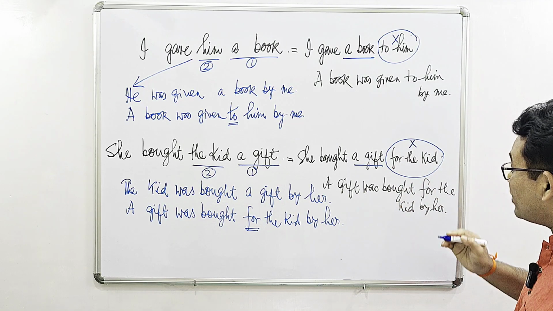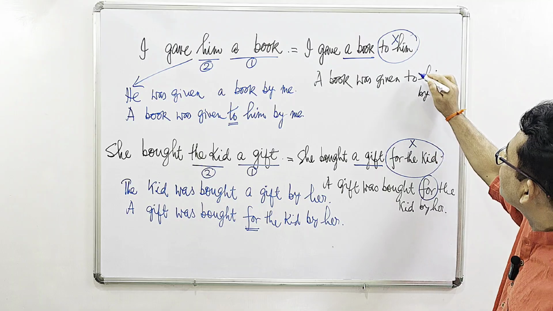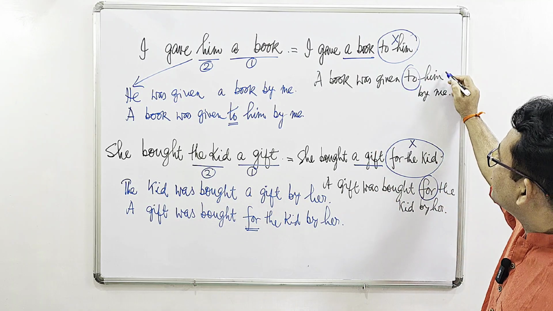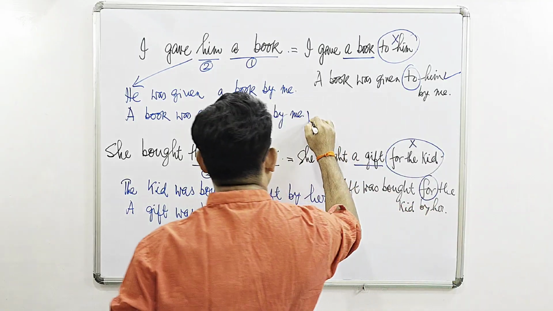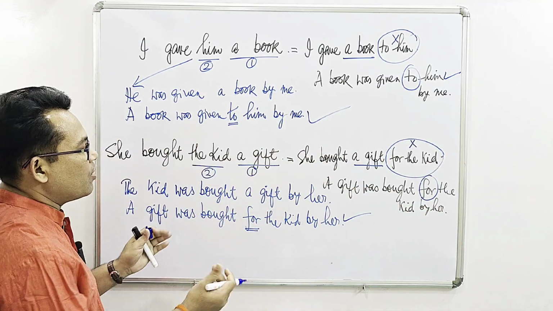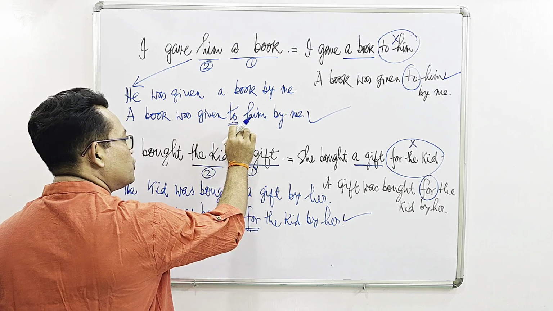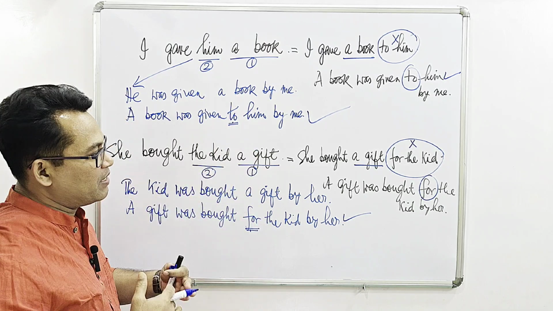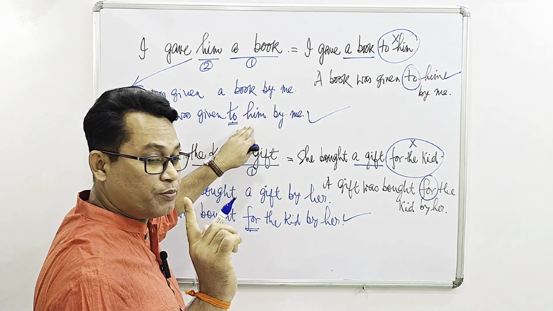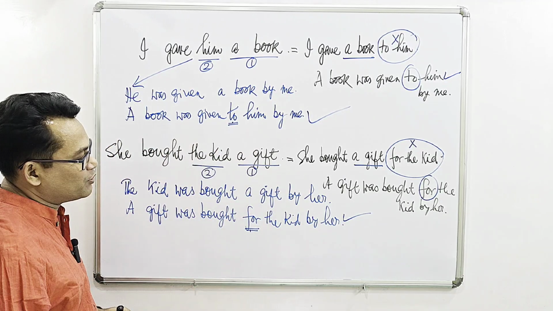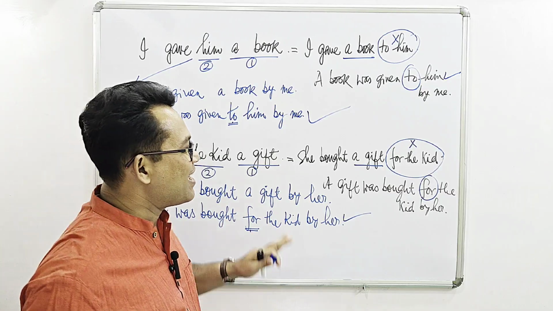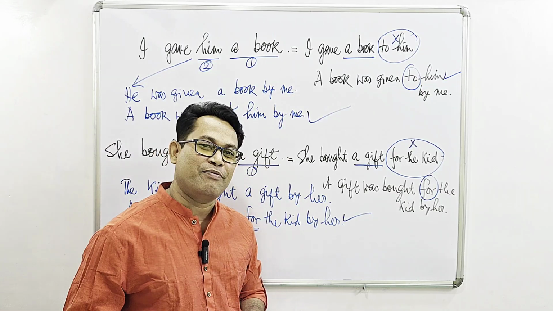So here we are putting the preposition to and for. They are coming in naturally. So this is the passive version, and here this one is the passive version, and this one. Okay. So you see how prepositions either to or for, they are naturally coming in. So never ever say a book was given him by me. That would be wrong. Here again, a gift was bought the kid by her. Again, wrong. All right. So I think I have explained or clarified the thing perfectly for you.